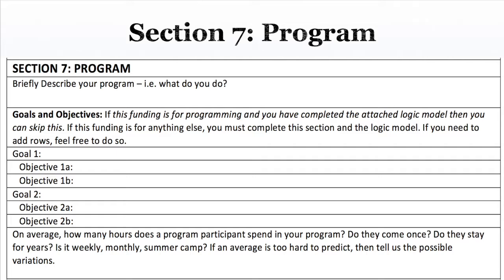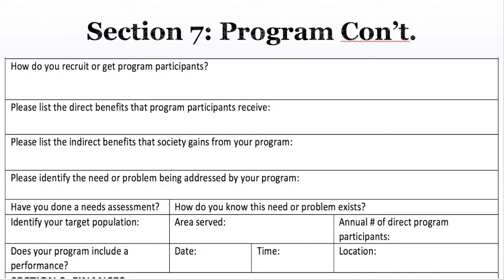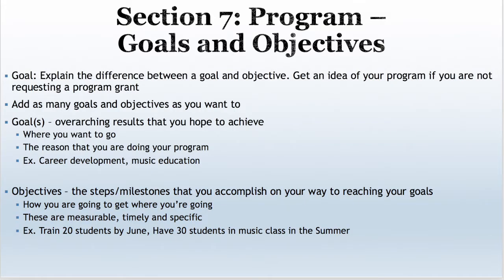Woohoo! Section 7, Program. The idea is to find out what need or problem you're addressing. Okay, program goals and objectives. Please keep in mind, if this is a program request and you did fill out the logic model, then you do not need to fill out this question and you can skip it and move ahead. If this grant request is for any other funding besides program, then we would like you to answer this question as it relates to your program.